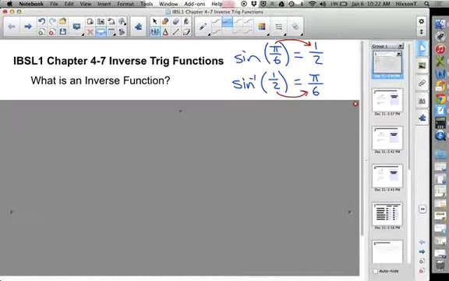What if you did inverse sine of pi over 6? Then it would give us an angle that had a sine equal to whatever pi divided by 6 was. Pi over 6 wouldn't be an angle in that case, it would just be a number.